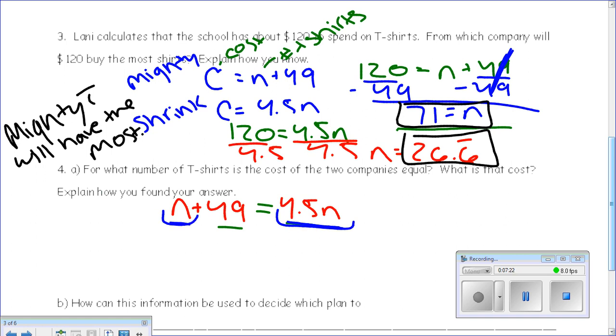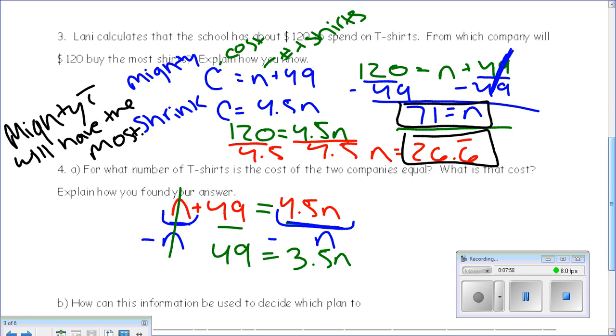So why don't I subtract it? Let's combine them together. Combining them together, this is positive n. I've got to do the opposite and subtract it because I want to combine my n's together. When I do that, my n's cancel out, and on the left-hand side, I'm left with 49 equals. And when I take this 4.5 minus 1 whole n, 4.5 minus n gives me 3.5n. I'm just subtracting 1 n from it.